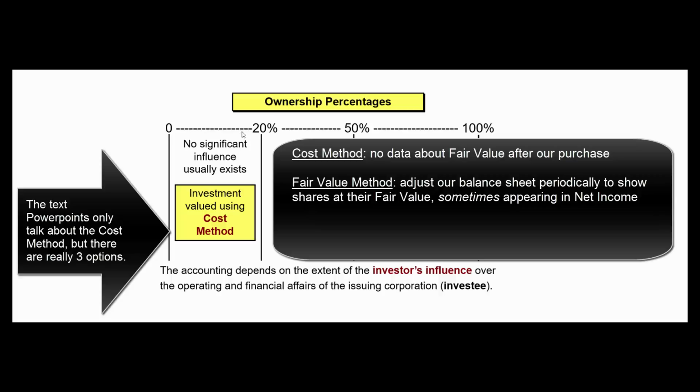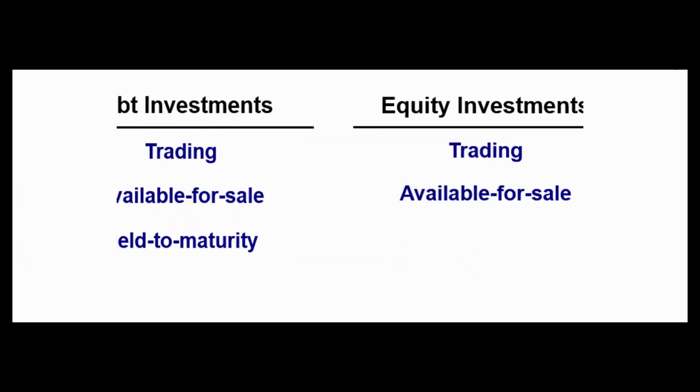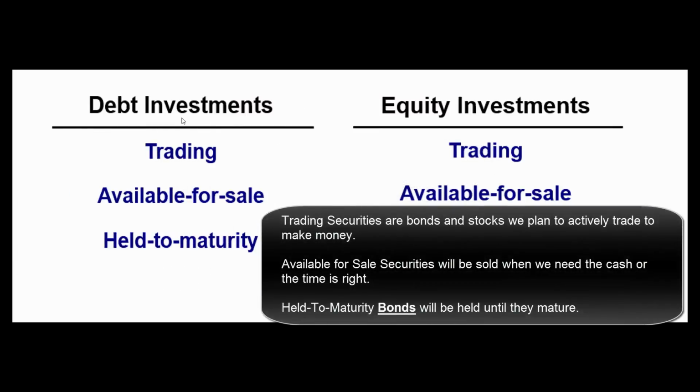So the first thing we have to do is designate the stock as either a trading stock or an available for sale stock. So whether we're investing in bonds or stocks of other companies, there's a category called trading. That means we're calling ourselves smart. We're saying we're going to actively trade these things. We're going to make money buying and selling these things.